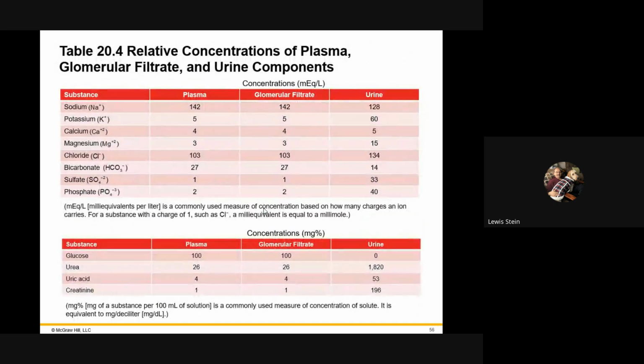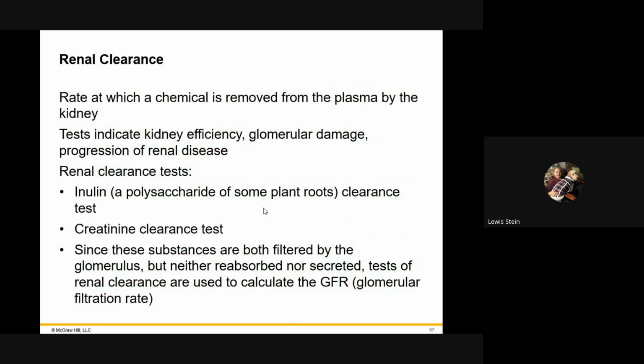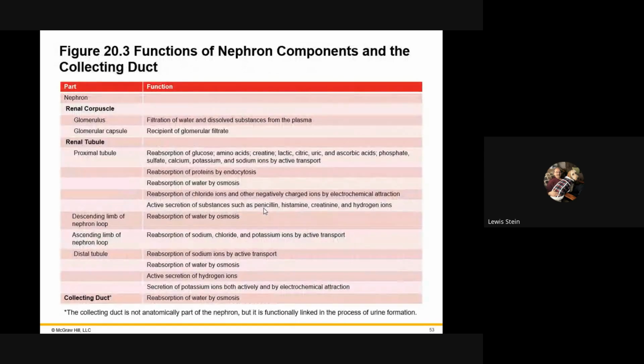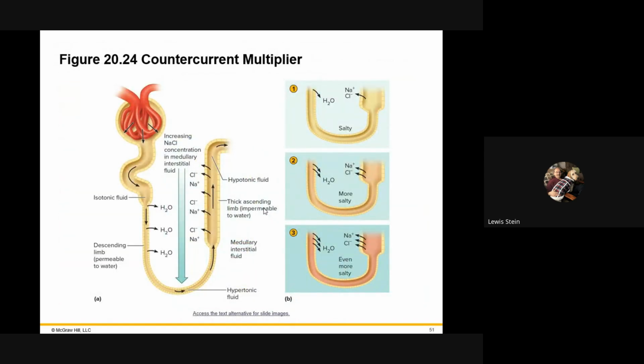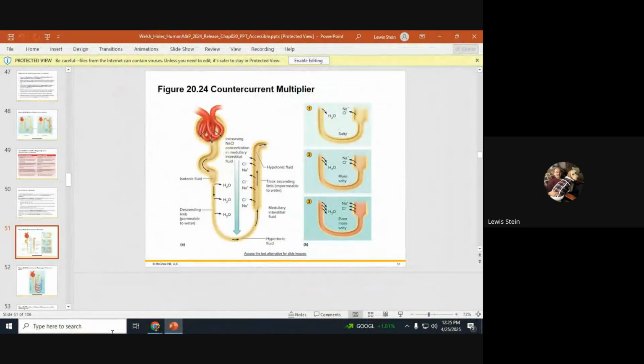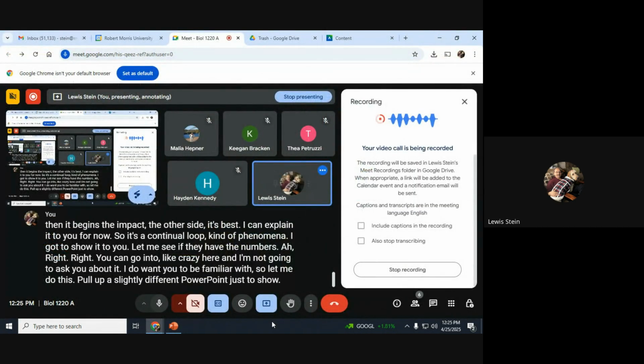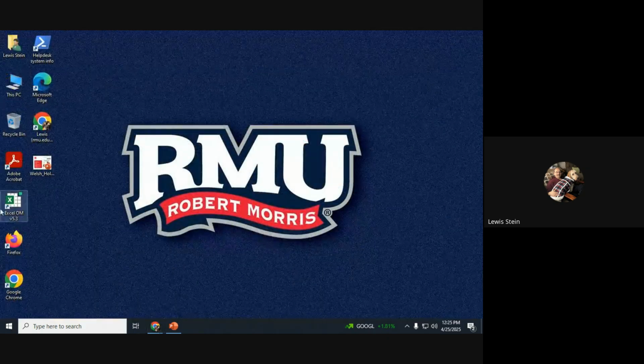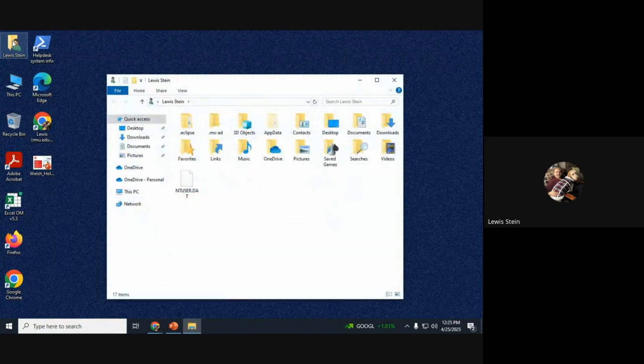Let me see if they have the numbers. Rats. They didn't go into it like crazy here, and I'm not going to ask you about it, but I do want you to be familiar with it. So let me do this. Pull up a slightly different PowerPoint just to show it to you. I should have done that previously, but I apologize.